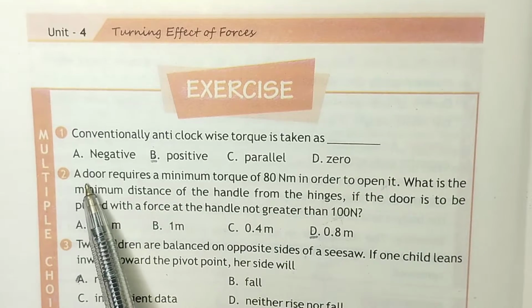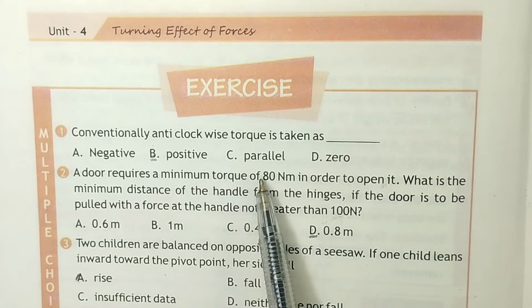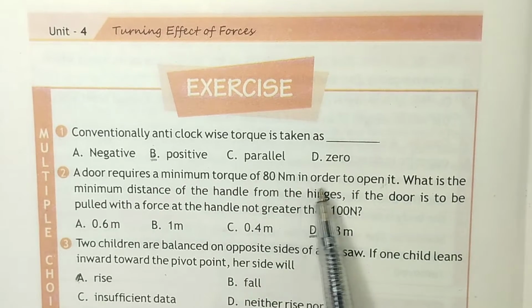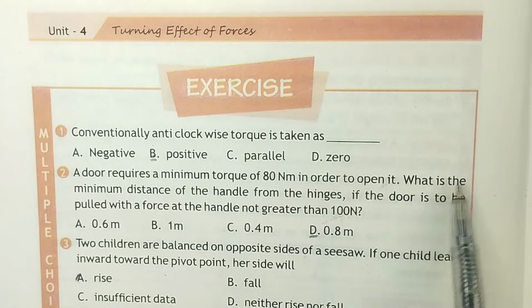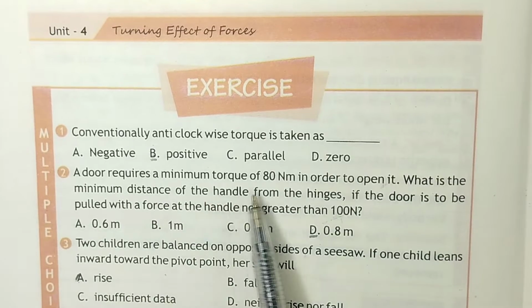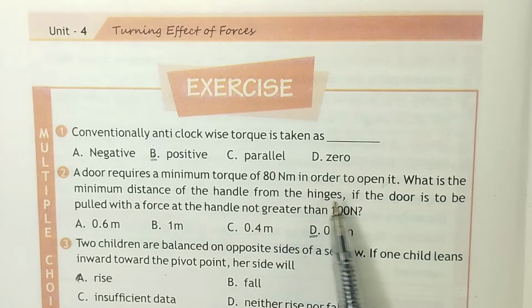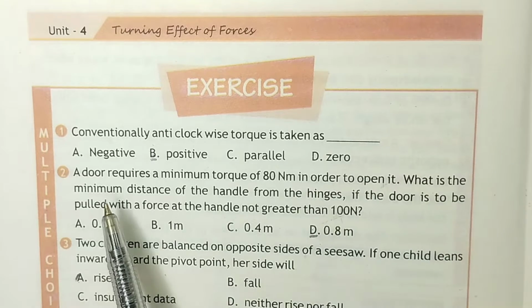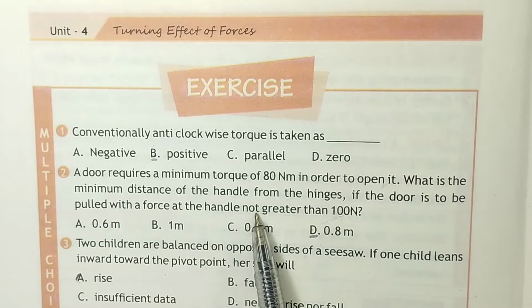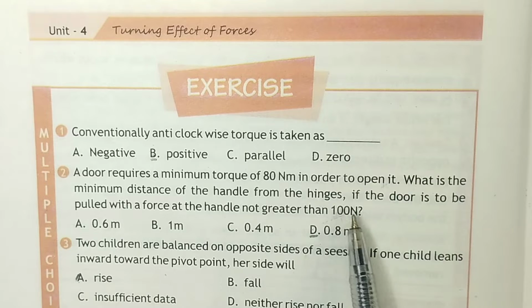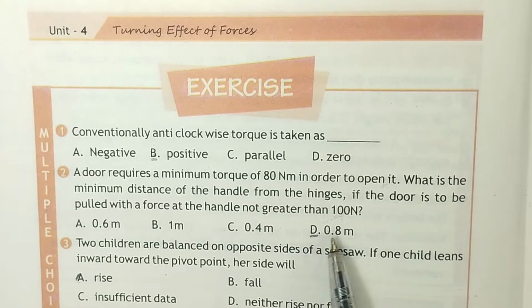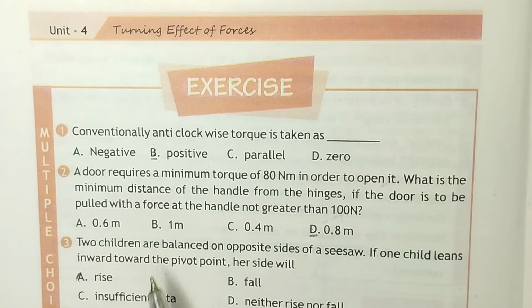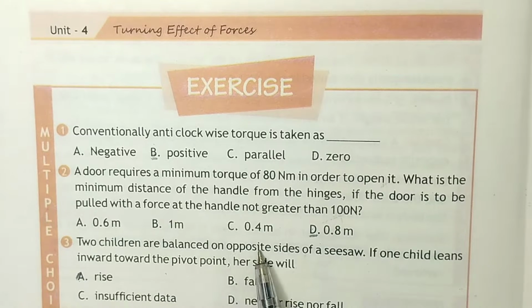Question number 2. A door requires a minimum torque of 80 Newton meter in order to open it. What is the minimum distance of the handle from the hinges if the door is to be pulled with a force at handle not greater than 100 Newton? Option D 0.8 meter.